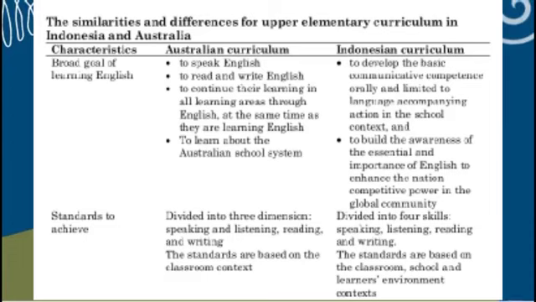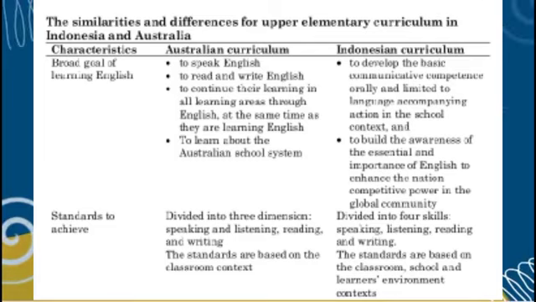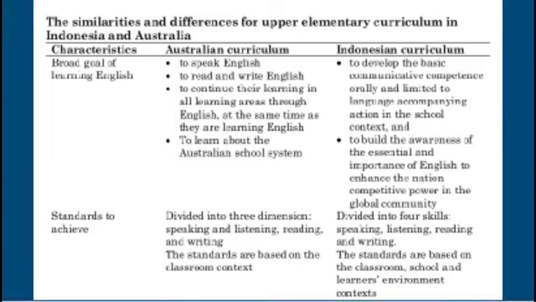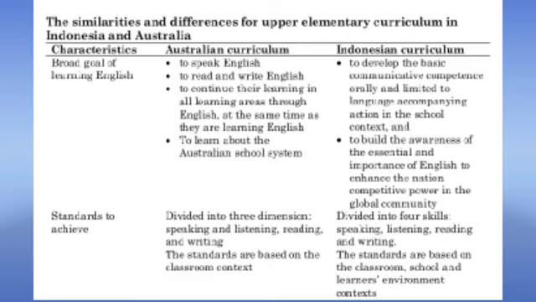The similarities and differences for upper elementary curriculum in Indonesia and Australia can be seen in this table. From the goals of the Australian curriculum, the goals are to speak English, to read and write English, to continue students' learning in all learning areas through English at the same time as they are learning English, and finally to learn about the Australian school system. While the goals in the Indonesian curriculum, first, are to develop the basic communicative competence orally and limited to language accompanying action in the school context, and second, to build awareness of the essence and importance of English to enhance the nation's competitive power in the global community.